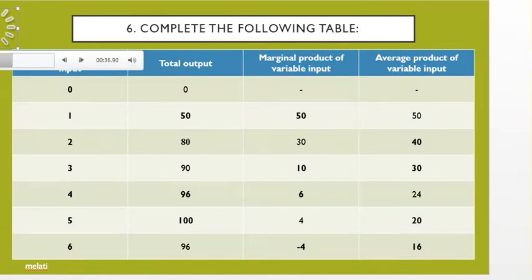For the average product of variable input, we have to divide total output, which is 80, by the quantity of variable input, which is 2. So 80 divided by 2, we get 40 for average product of variable input. And how to find marginal product of variable input? We can use the quantity of variable input 3. All we have to do is subtract the previous total output, which is 80, from the total output, which is 90. So 90 minus 80, we get 10. And you can repeat it for the rest. Next question.